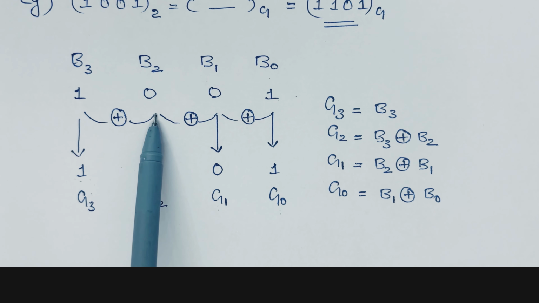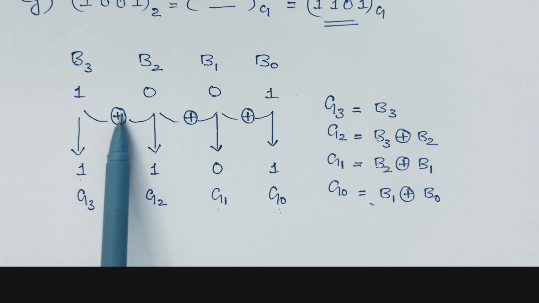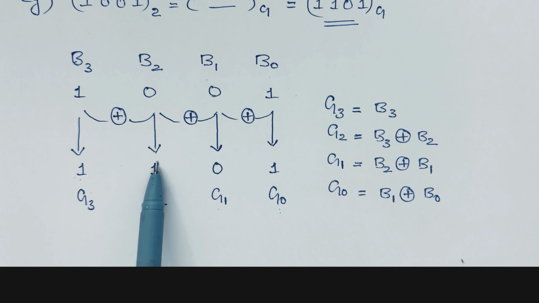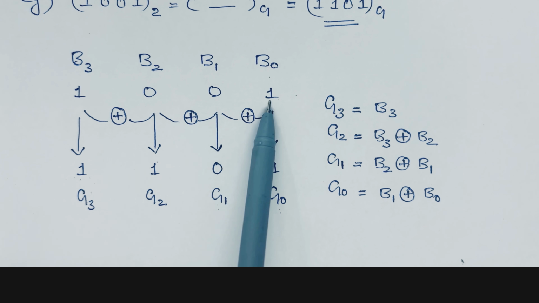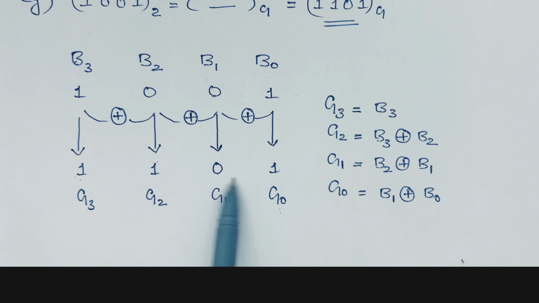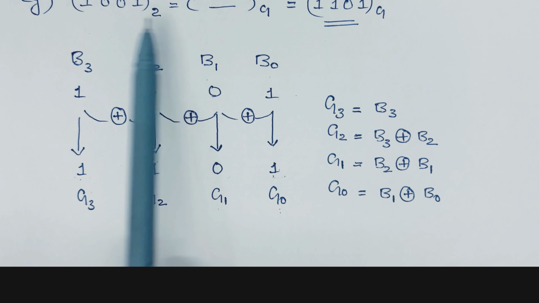Now the next bit by the XOR operation between the previous and current binary bits. That means 1 XOR 0. 1 XOR 0, 1. Next 0 XOR 0, 0. Then 0 XOR 1, 1. So this is the resultant gray code. 1101 is the equivalent gray code for the binary code 1001.